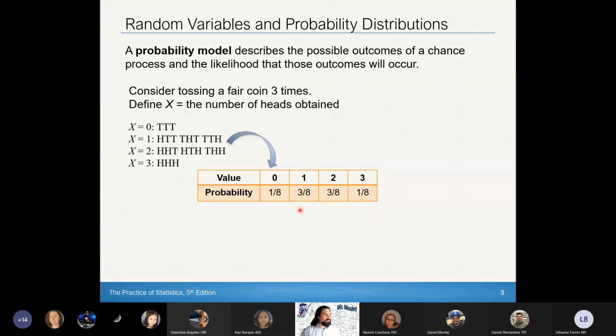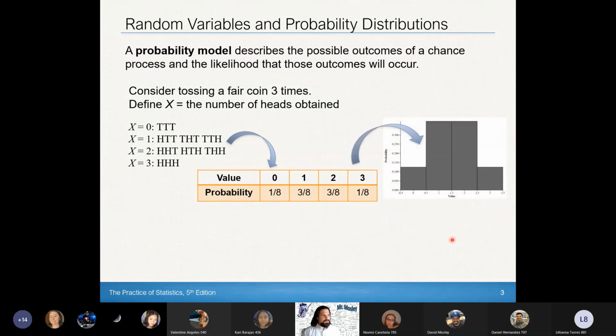Then we have the probability distribution, and this shows the four different possible values for X, 0, 1, 2, and 3, paired with their probability of occurring. I have a 1 in 8 chance of getting no heads, a 3 in 8 chance of getting 1, a 3 in 8 chance of getting 2, and a 1 in 8 chance of getting 3. So again, it's describing the possible outcomes and the likelihood that those outcomes occur. We can also show this distribution as a histogram, where we have 0, 1, 2, and 3, and the height of each bar shows the probability as a decimal.